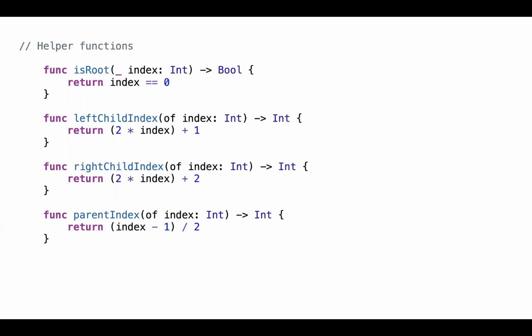Left child, as I had discussed, for any index, the left child index will be 2 times index plus 1. Right child index will be 2 times index plus 2, and parent will be (index minus 1) divided by 2. So hope these functions are clear. If I have to know what is the left and what is the right, I can use these two helper functions. And if I have to know if it is a root or not, I can use this. Up to here, any doubt?